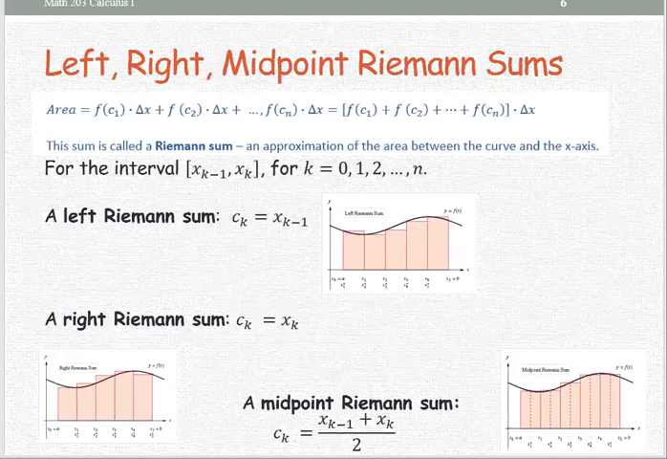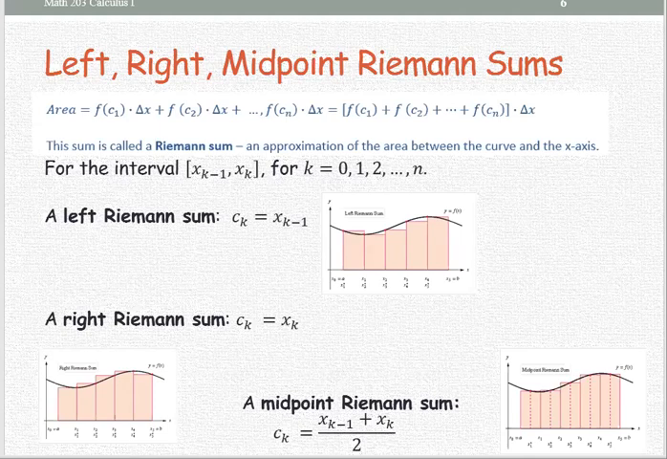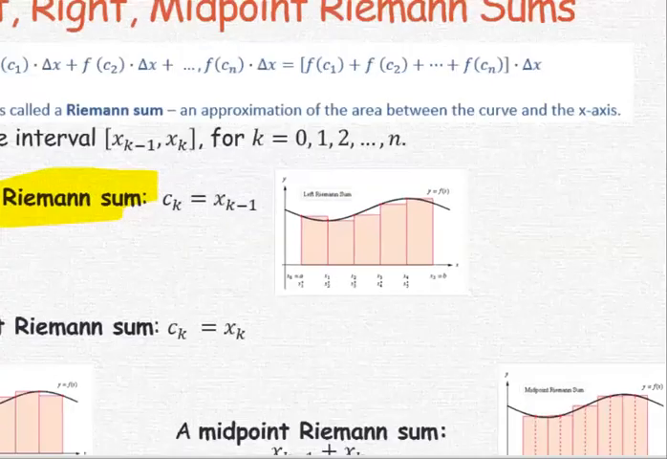All right, let's look in more detail at each technique: the left, the right, and the midpoint Riemann sum. For the interval, I'll just give you more graphs here. For the left Riemann sum, from the graph, let's see if I can make it bigger.